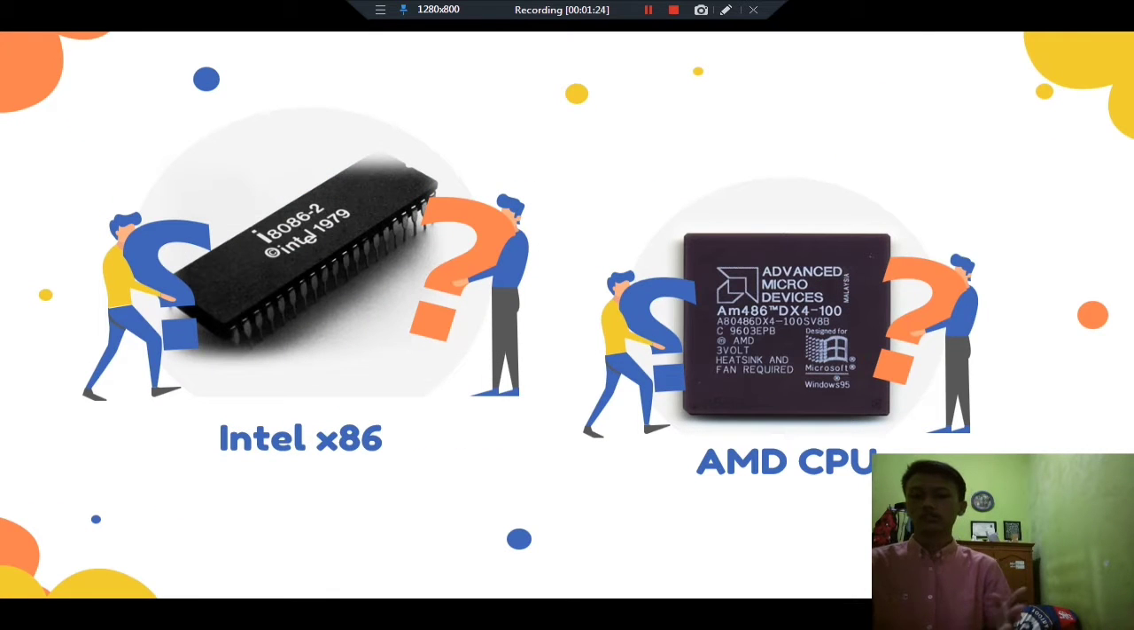And this is an example of CISC microprocessor, an Intel X86 and AMD CPU. Okay, next.